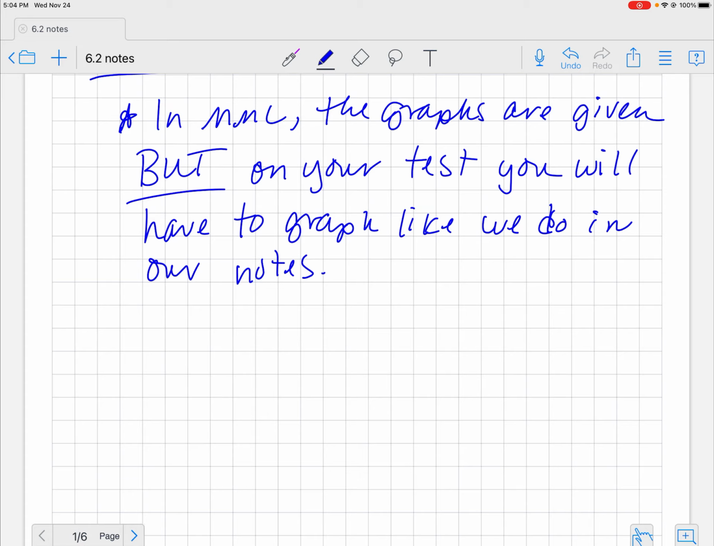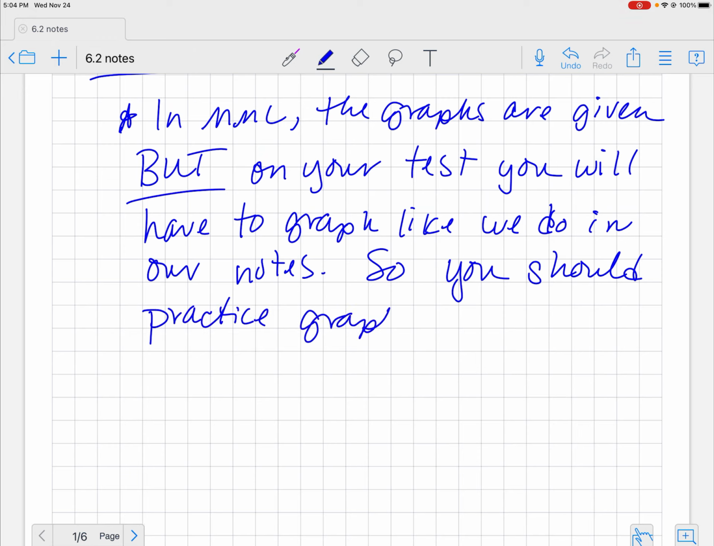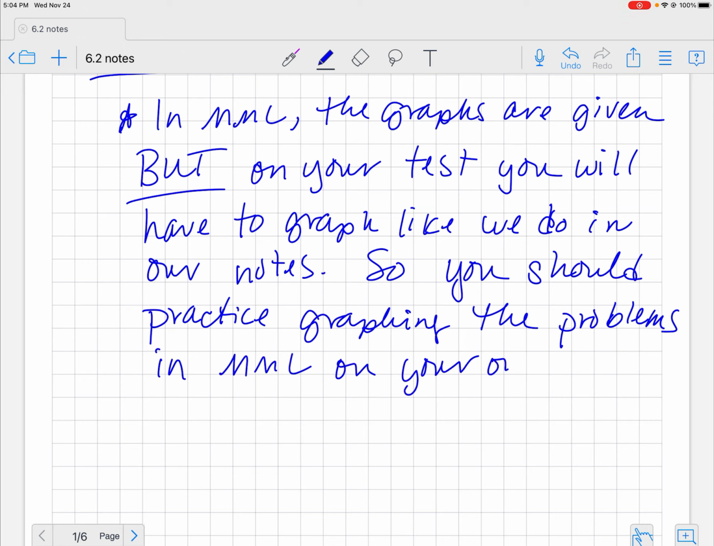So here's my other little piece of this. That means you should practice graphing your problems from my math lab on your own paper. I think this is what I said. You get the gist: in my math lab, on your own paper. That way you practice graphing.